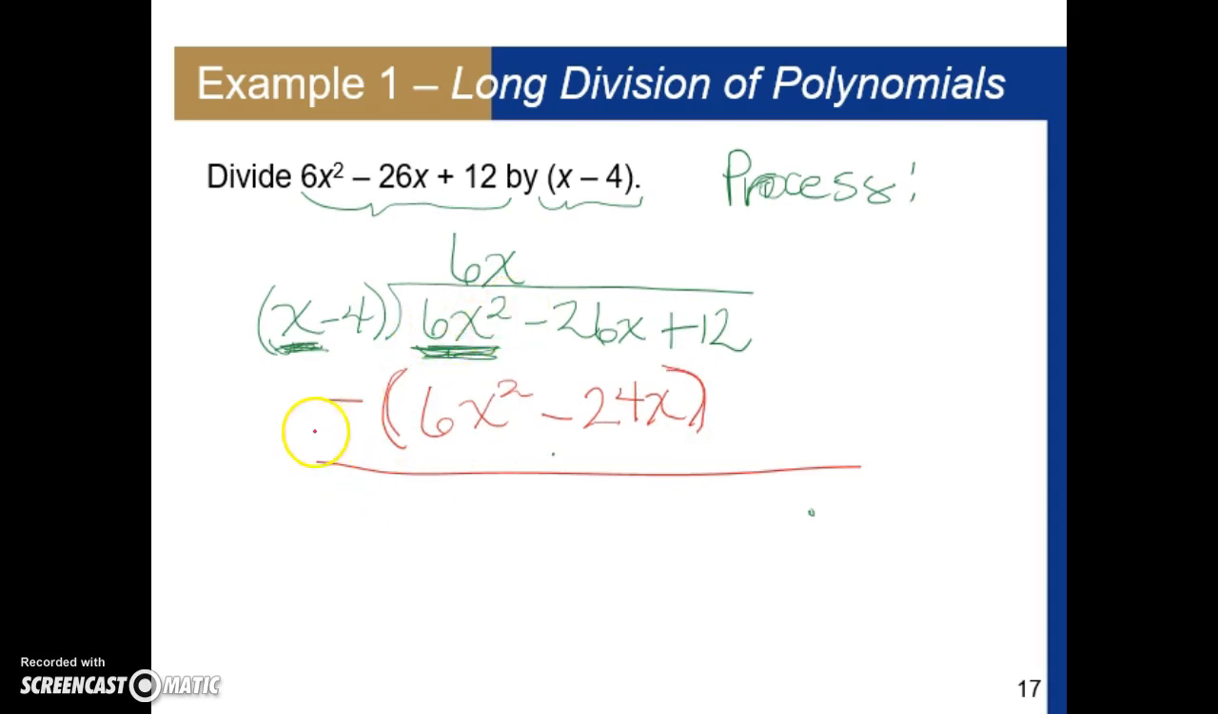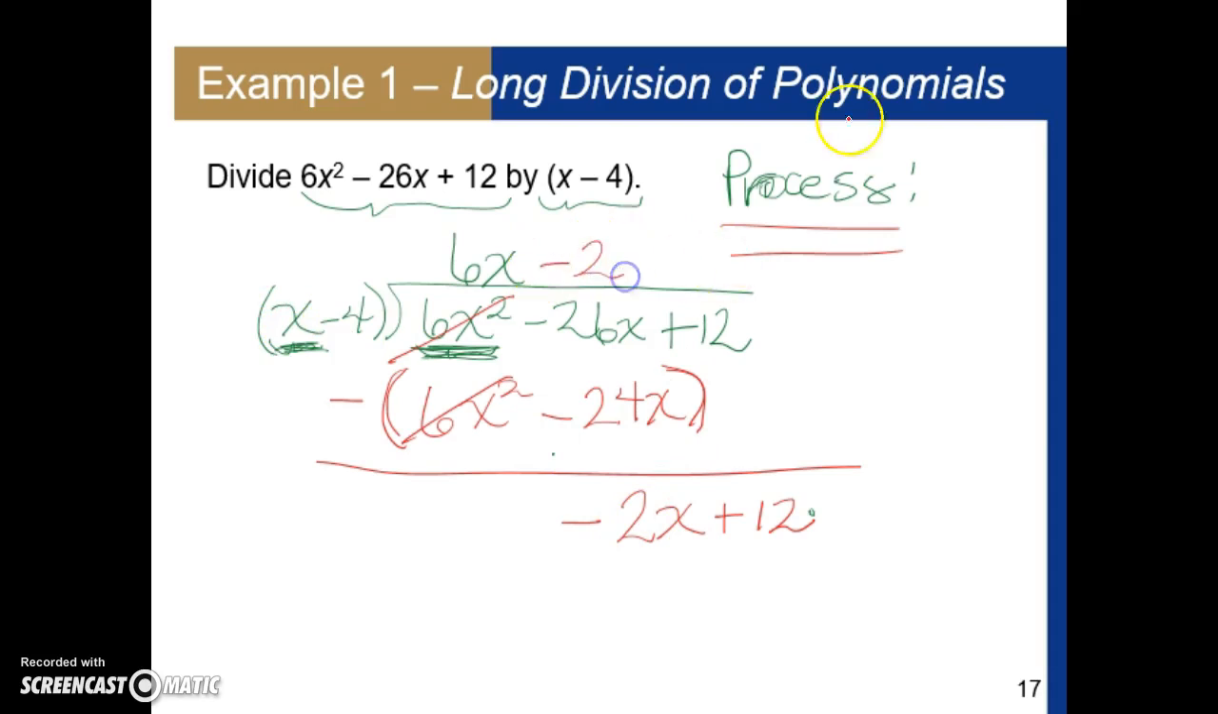So now I have 6x squared minus 6x squared. Those two cancel each other out. Now I have minus 26x plus 24x. So that gives me negative 2x. I haven't subtracted or added anything to the 12, so I just copy it down. Now I repeat that initial process. What do I multiply this by to make it look like this lead term? And so x times what equals negative 2x?